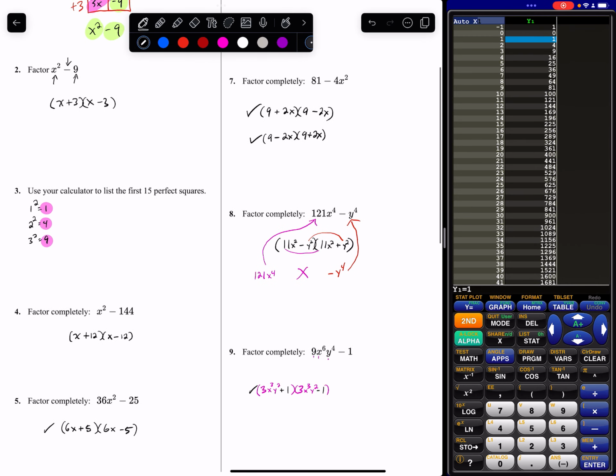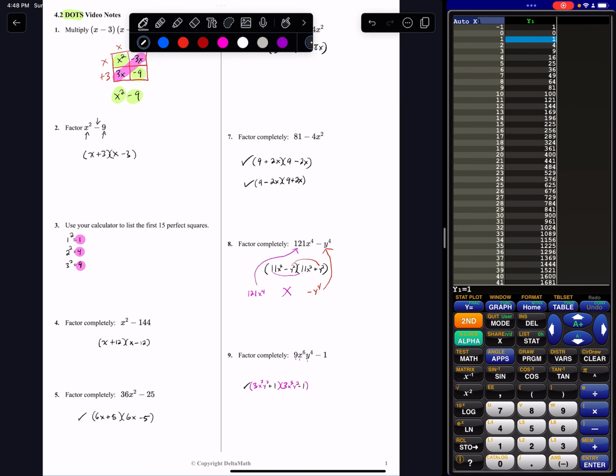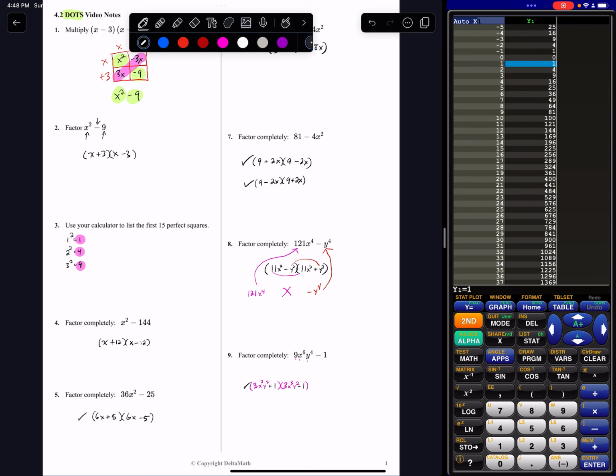Because what you have here, you have two terms and you're subtracting. So anytime you have two terms and you're subtracting, check to see if any of them are perfect squares. And if you want to check to see if they're perfect squares, in your calculator, write y equals x squared, and then click on the table button, and then you'll have a list of all of them right here.